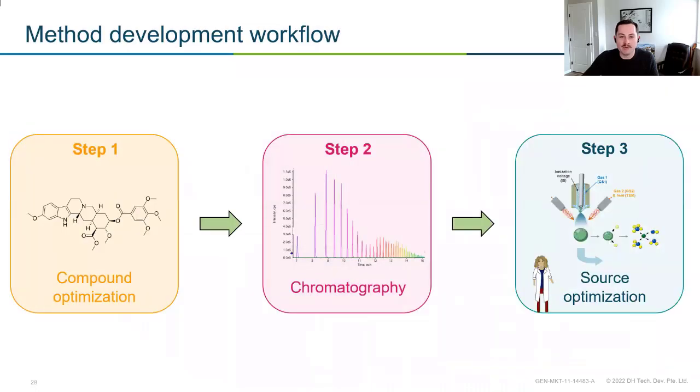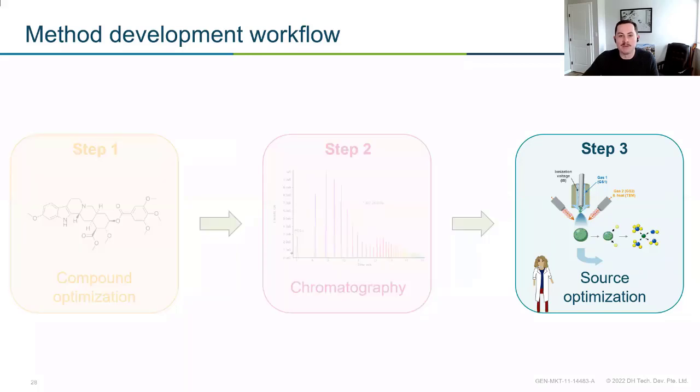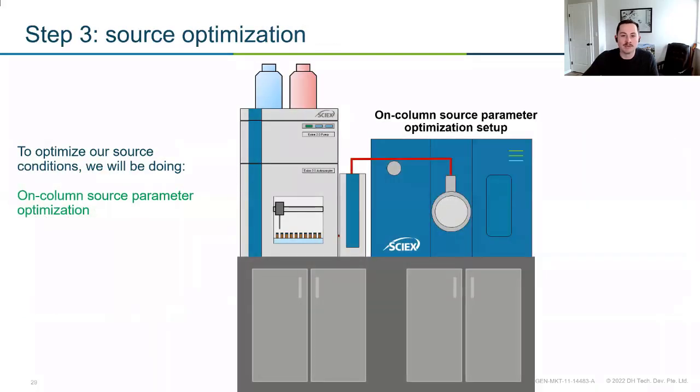So we're happy with our chromatography. We're happy with our compound optimization. Last, we have to optimize for our source conditions. The way I'm going to show you how to optimize source conditions might be a little bit different than what you're used to. This is my preferred method. It's called on-column source parameter optimization.